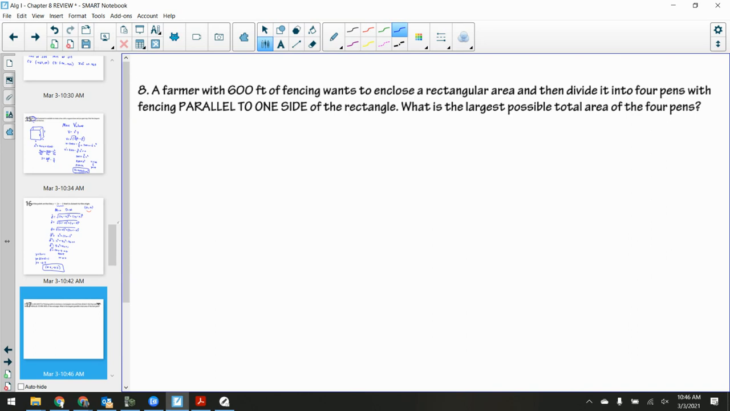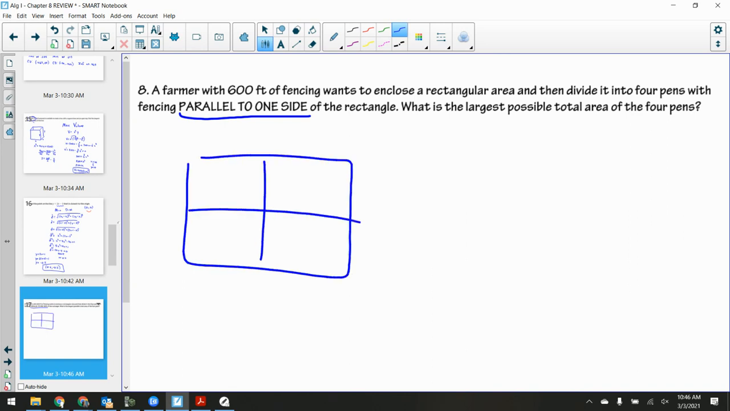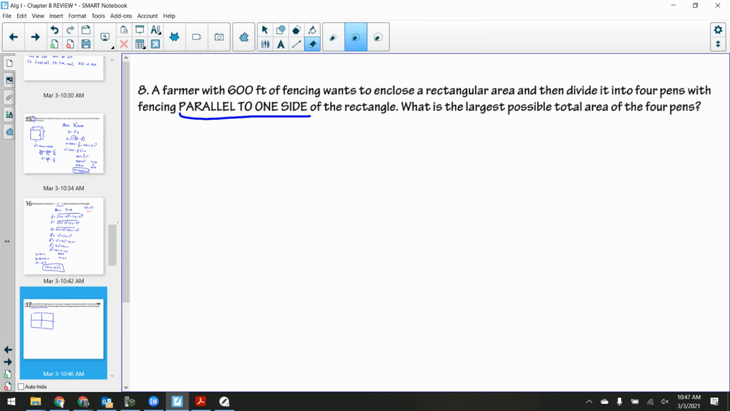A farmer with 600 feet of fencing wants to enclose a rectangular area, then divide it into 4 pens. Oh yeah, this was a quiz question. A lot of people made the wrong diagram. So I tried to caps lock the important piece here that a lot of people missed. A lot of people said, oh, if I want to divide it into 4 pens, I'm going to do it like this. Are both of those lines parallel to one side? No. This one's parallel to this side, and this one's parallel to this side. So that's not a valid diagram.